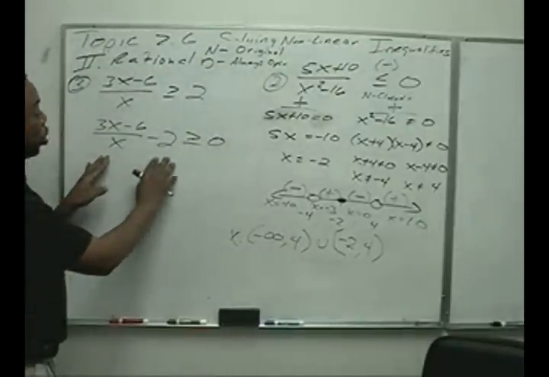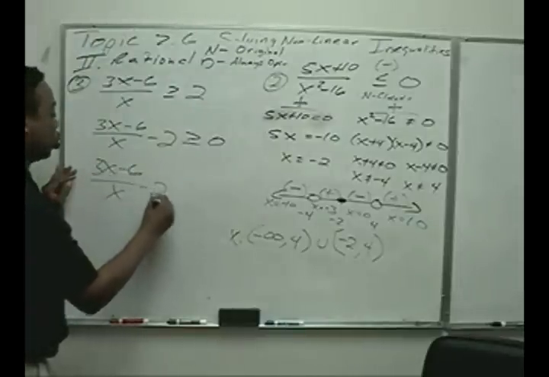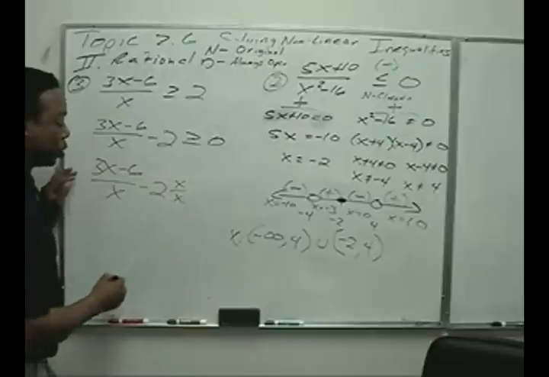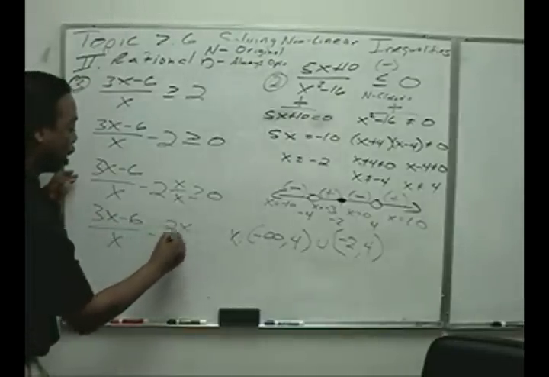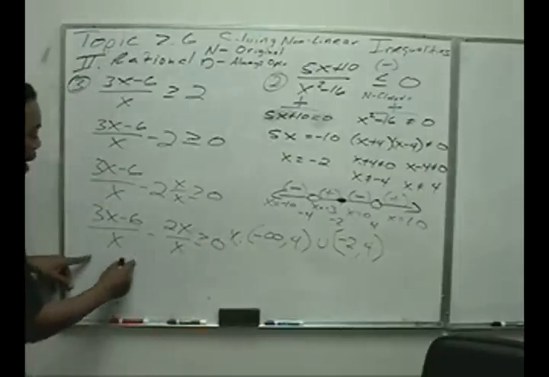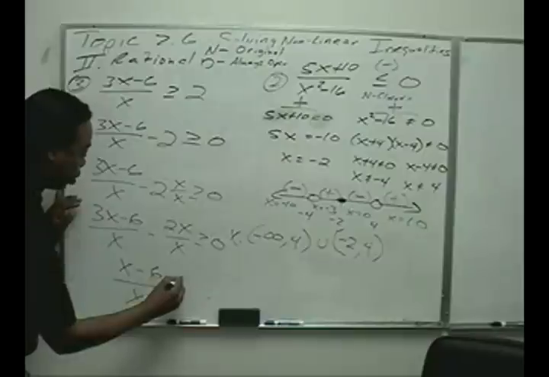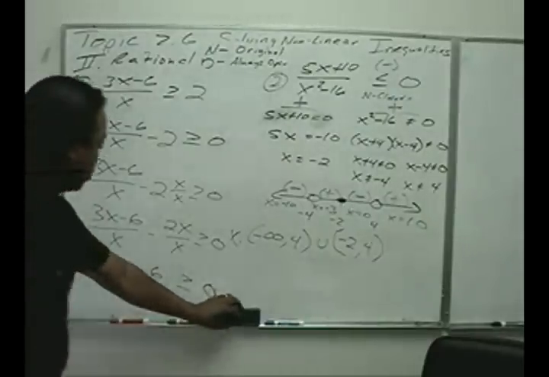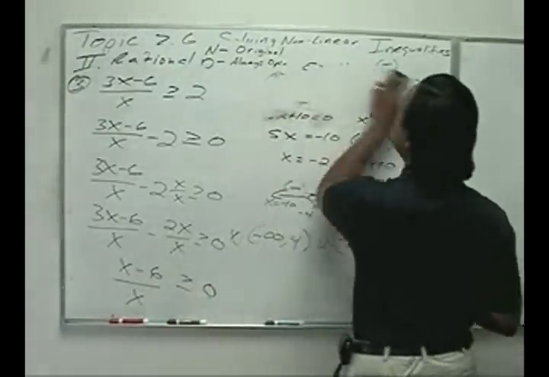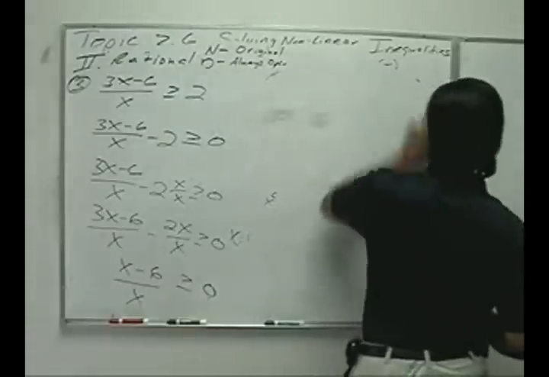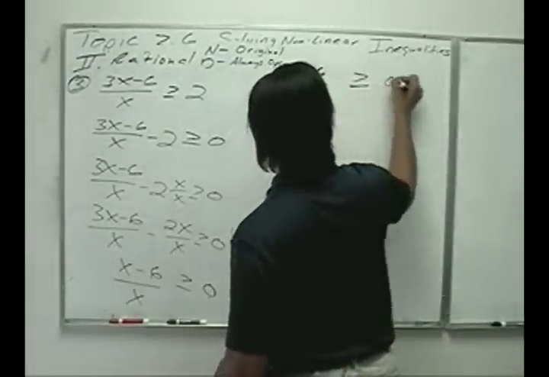Now I need to make this a rational, so I need to give this the same denominator as this. So we'll take 3x minus 6 all over x, and multiply the 2 by x over x. This will give us 3x minus 6 all over x minus 2x over x. And when we combine these two, the 3x and the negative 2x will combine for an x minus 6 all over x. Okay. And so now we have a rational on one side set against 0 on the other side. And from there, we're going to start our process as before. So, x minus 6 all over x is greater than or equal to 0.